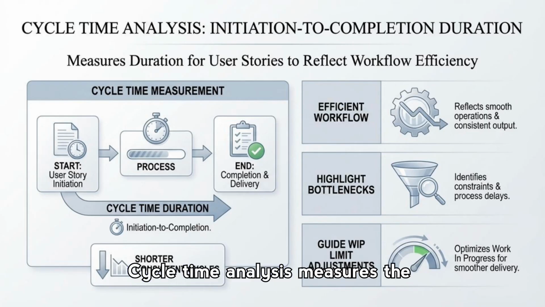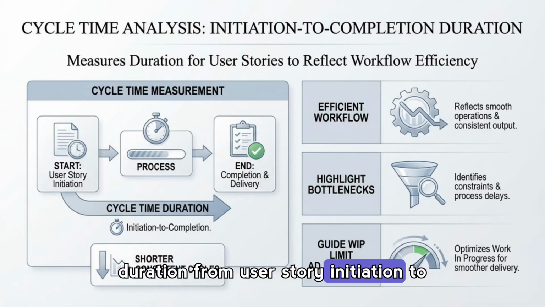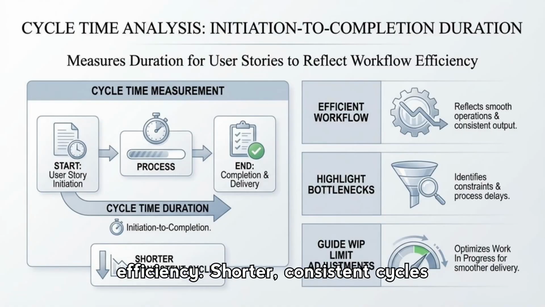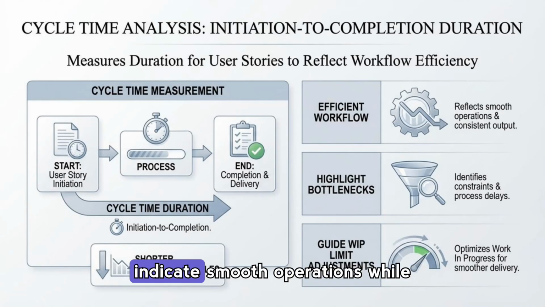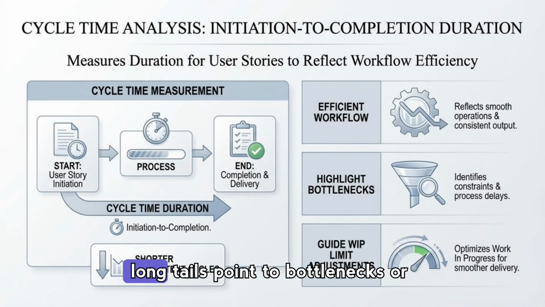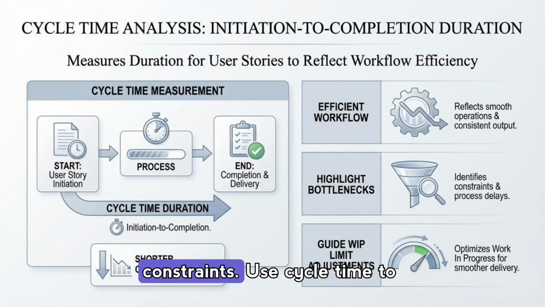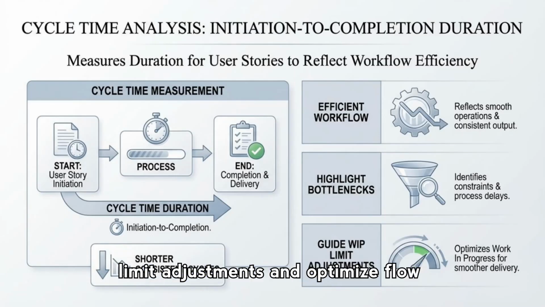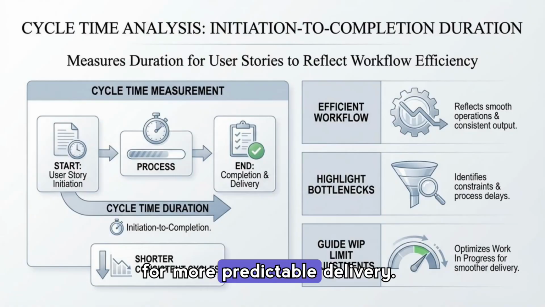Cycle time analysis measures the duration from user story initiation to completion and reflects workflow efficiency. Shorter, consistent cycles indicate smooth operations, while long tails point to bottlenecks or constraints. Use cycle time to highlight process delays, guide work in progress, limit adjustments, and optimize flow for more predictable delivery.